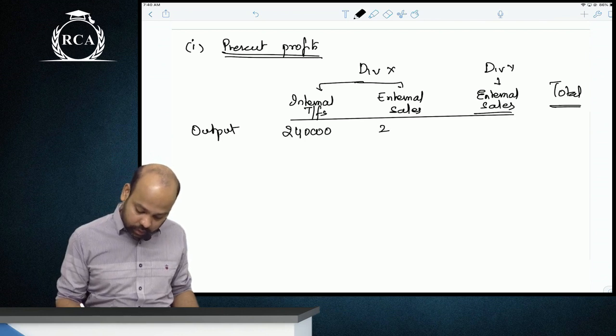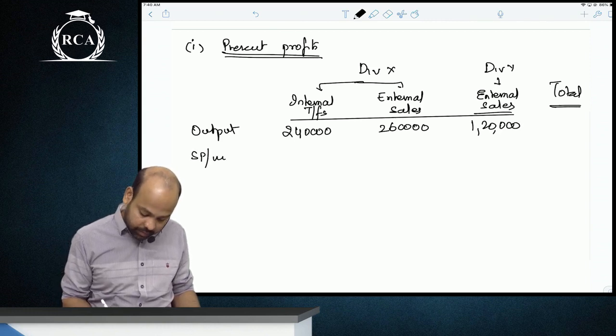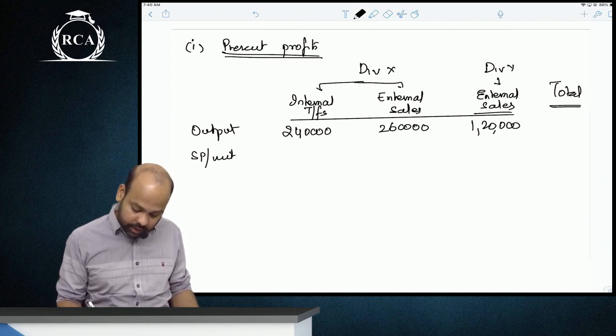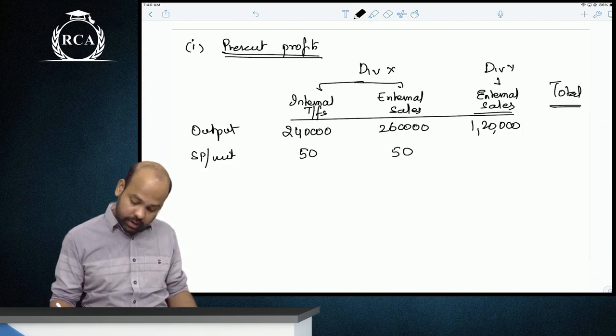2,40,000, guys. 2,60,000. 1,20,000. Your selling price per unit, guys. Internal transfers, beta, here it is 50, guys. External sales is also 50, right? Yes, beta. Here, beta, external sales are 180, guys.